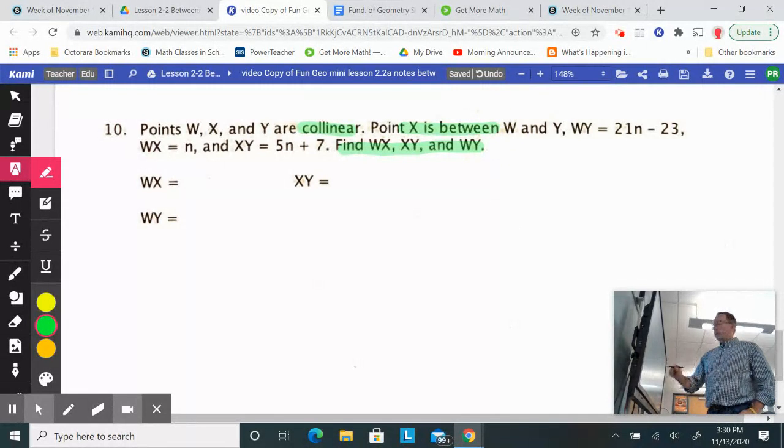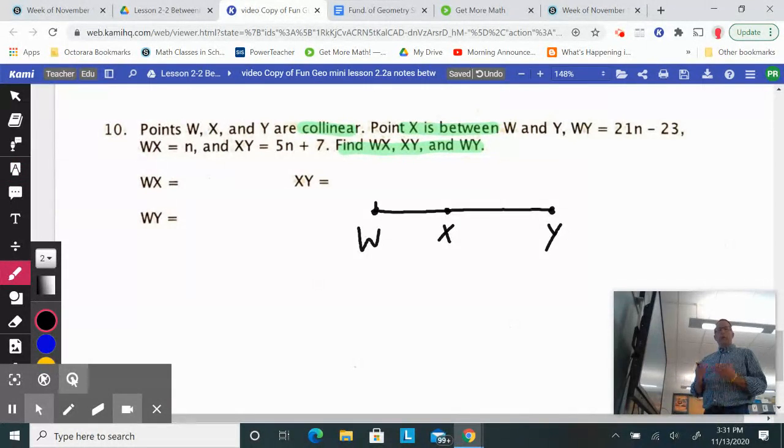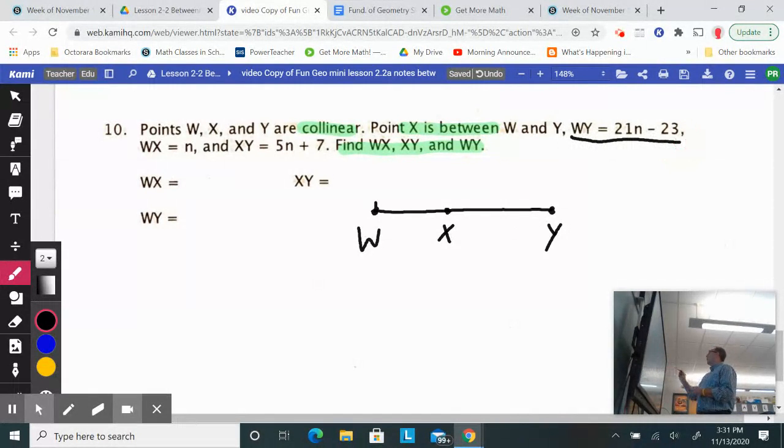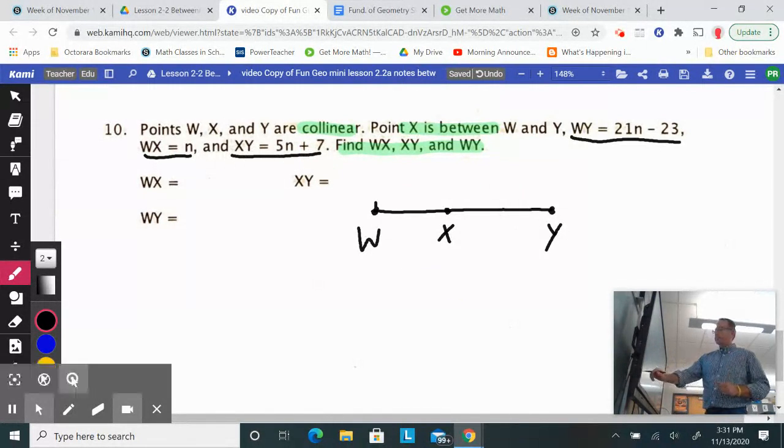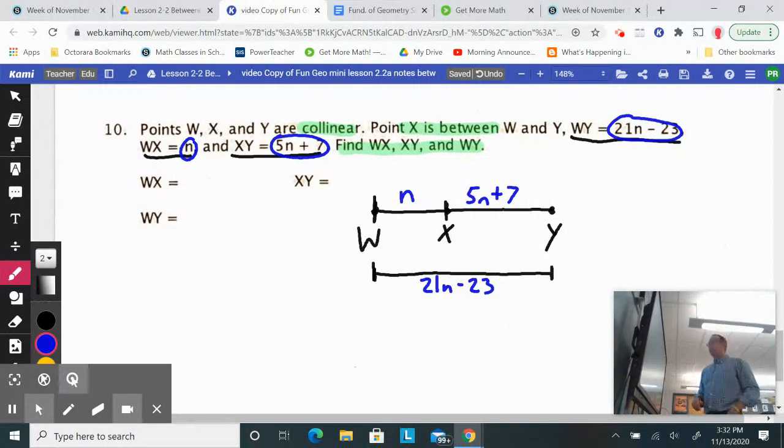So I need to draw a picture. According to the information, the picture would look something like this. W to y, and x is in between. And it says w to y is 21n minus 23. W to x is just n. And from x to y is 5n plus 7. Let me label that. I labeled each of the parts.